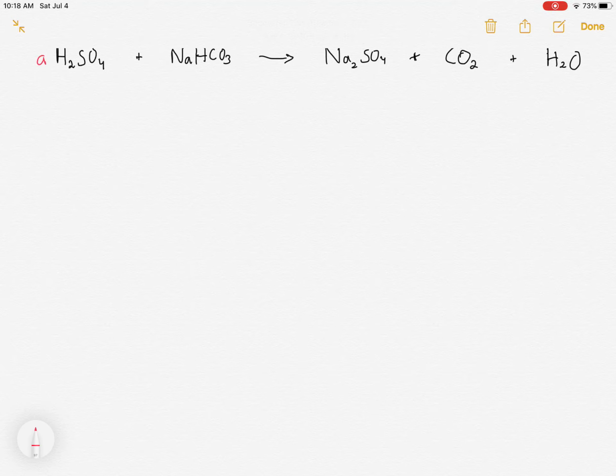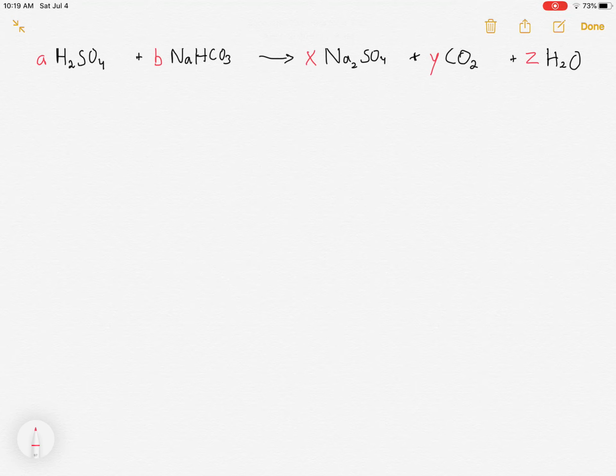The variable for sulfuric acid for that coefficient is going to be A. Sodium bicarbonate will be B. Sodium sulfate will be X. Carbon dioxide will be Y. And water will be Z. You could choose any letters for these coefficients, right, because they are just variables. But I'm choosing A, B for the reactants and X, Y, Z for the products to keep it consistent and very clearly tell the difference between what's reactants and what's products.